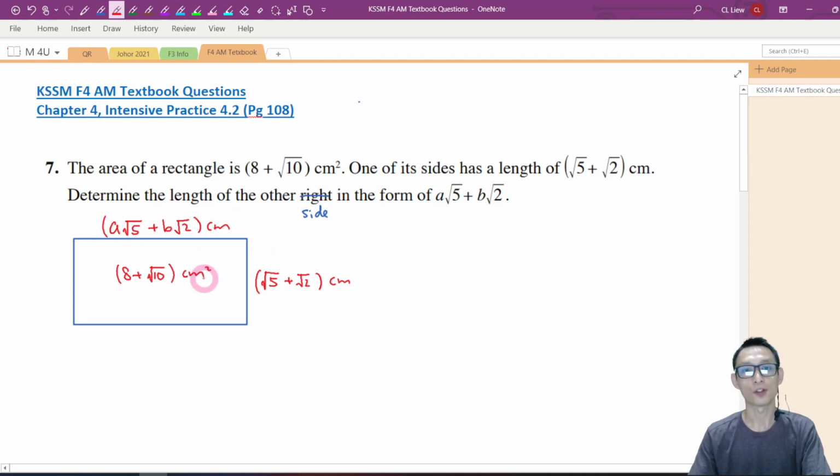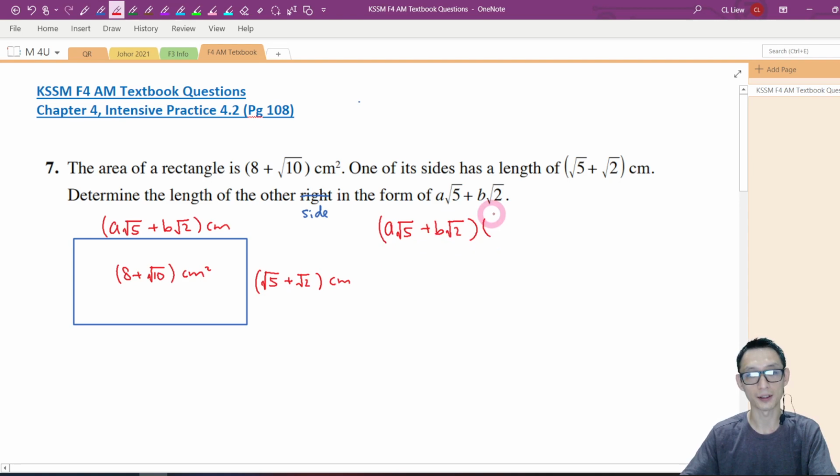Okay, so first try to think, how do we get the area of this rectangle? We find the product between the length and the width, right? Means that this times this will give us this one, right? Okay, let me find the product between the length and the width first. A times square root of 5 plus b times square root of 2, this whole thing multiplied by square root of 5 plus square root of 2. Okay, this will give us the area of this rectangle.